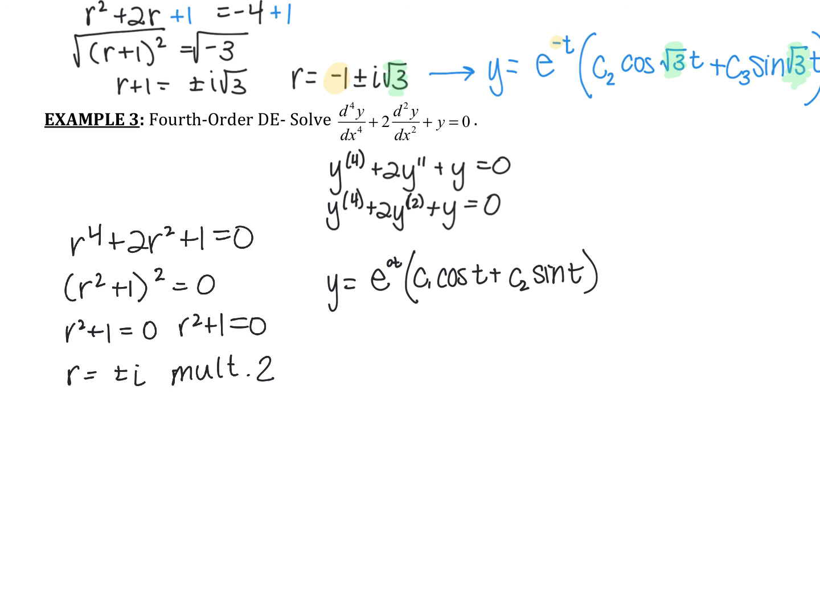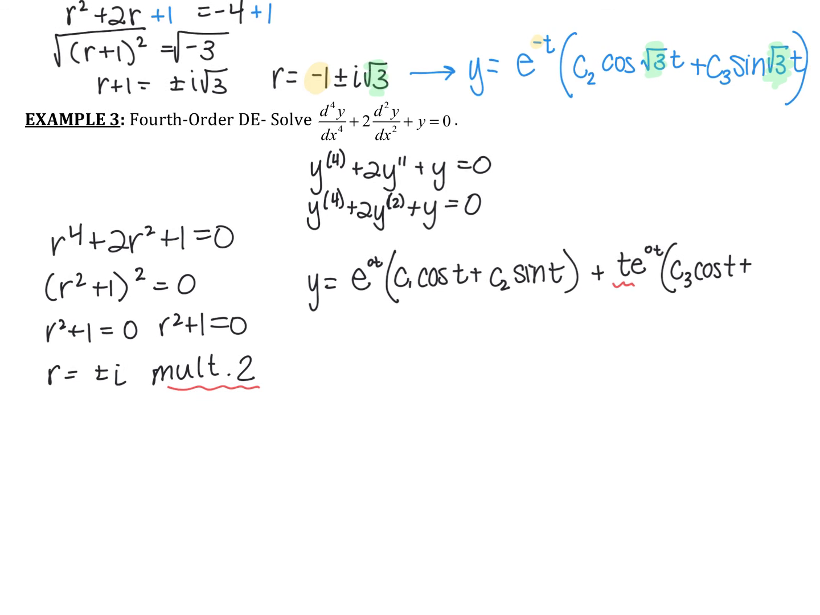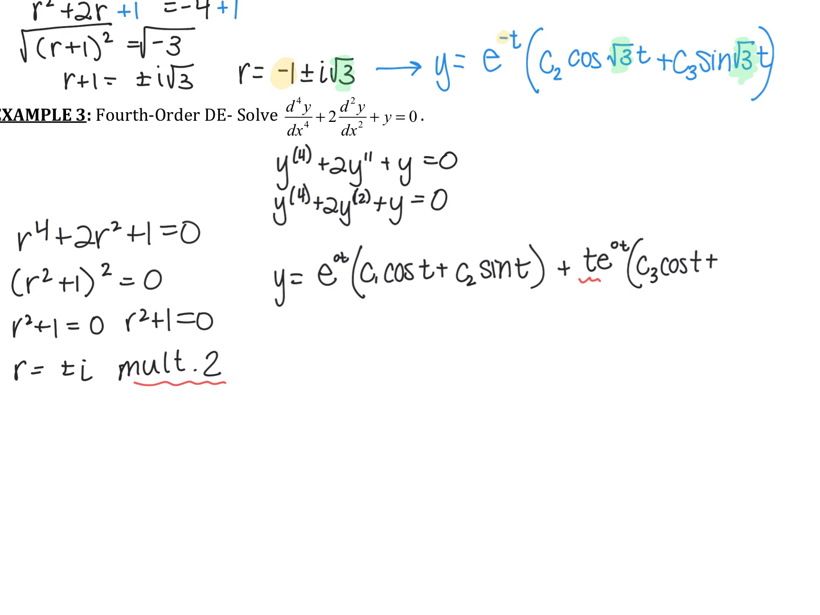But I don't have it once. I have it twice. So to account for this other multiplicity of 2, I'm going to have t e to the 0t, because that extra t accounts for that multiplicity, times C3 cosine t plus C4 sine t. The C3 and the C4 are different, and they have that t in front of it. Now, this could certainly be simplified, because e to the 0t is kind of silly to write. Because it's just 1.